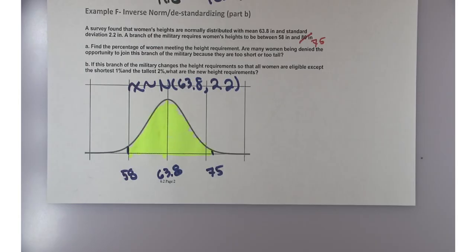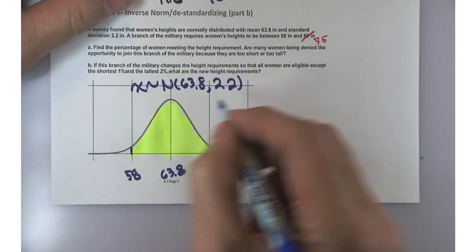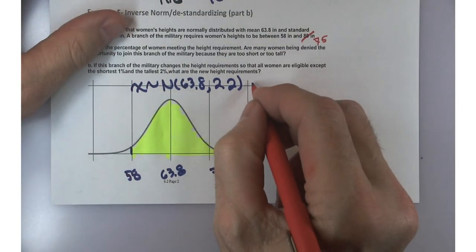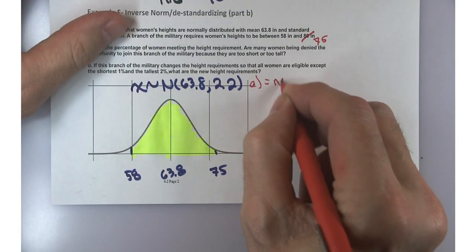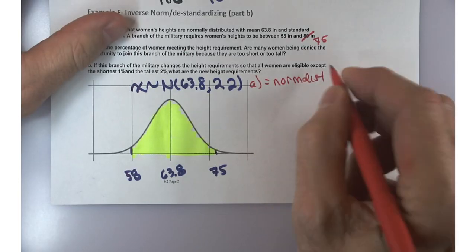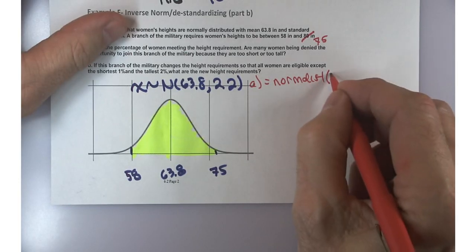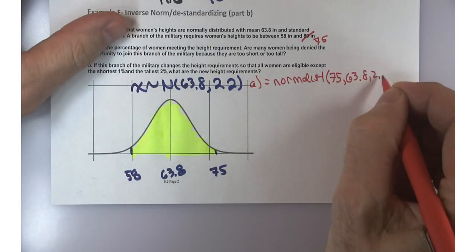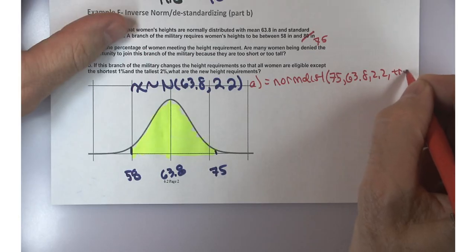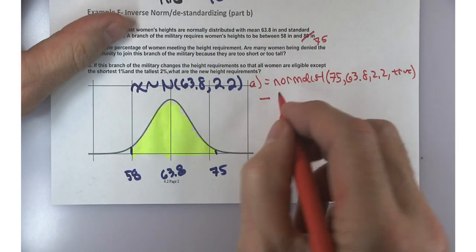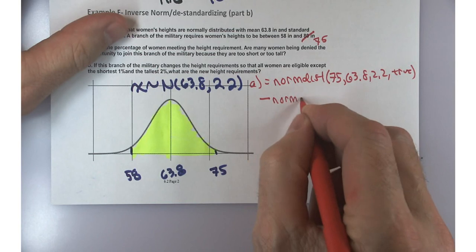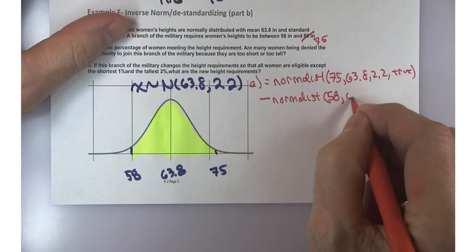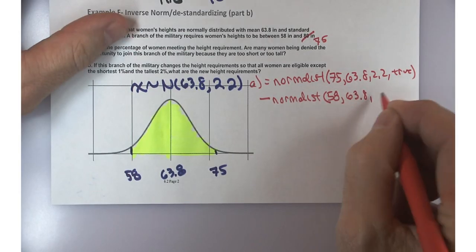So part A, let's see, do I have enough room here? Yeah, I think I can squeeze it in. A is going to equal norm distribution of 75, comma 63.8, comma 2.2, comma true, minus norm distribution of 58, comma 63.8, comma 2.2, comma true.